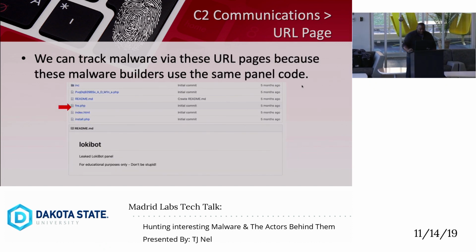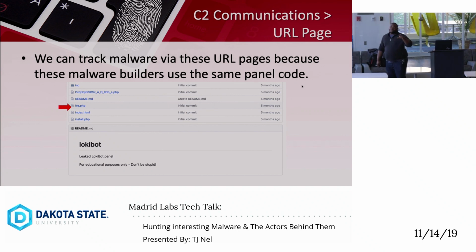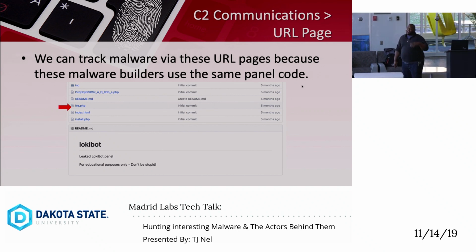So let's look more at the URL pages. This is what a panel usually looks like from a software standpoint. This is actually off of GitHub, so the LockyBot panel is open source, and you can set it up yourself and deploy your things that way. A lot of criminal actors like that idea because it's free to make a lot of money, and that's why they keep a lot of that structure. They don't vary too much from the norm, and they just use what's available to them.